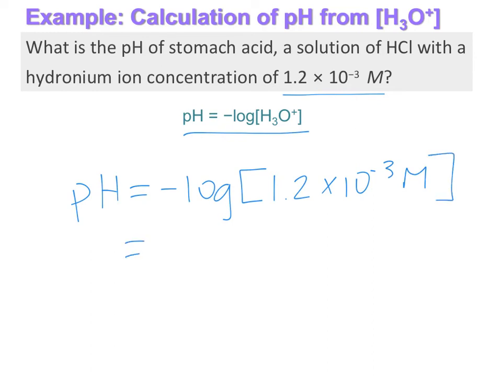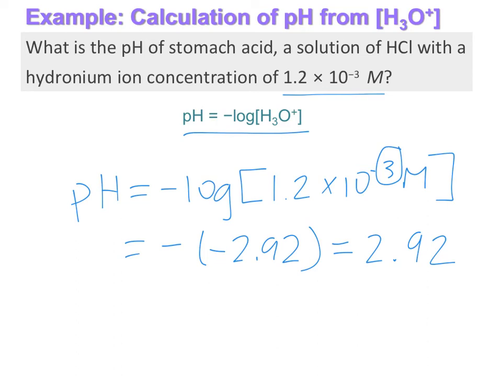pH has no unit. I just wrote molar, but overall it's not going to have a unit. When you take the log of this, you end up getting negative 2.92. And then when you multiply that out, you end up getting a positive 2.92. Now think about it. Does this make sense? Our power was 3, and overall this pH is around 3. So this does make sense for you to get this pH value.